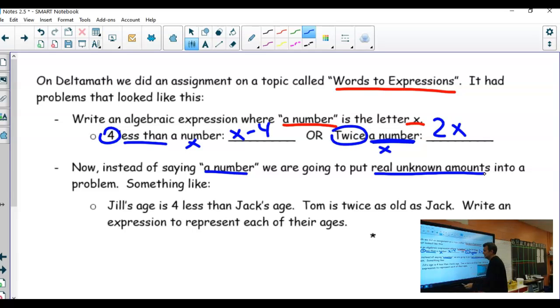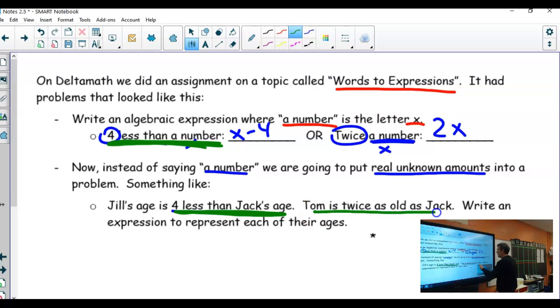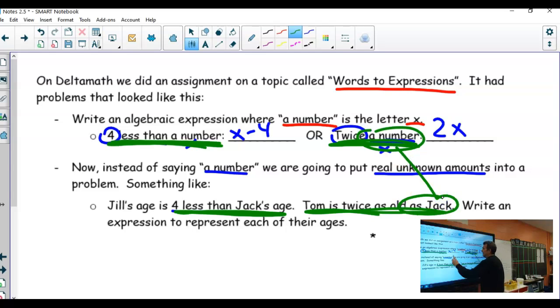Something like this. Jill's age is 4 less than Jack's age. Notice, this is the same problem. 4 less than a number, 4 less than Jack's age. All I did was stick a real value in there instead of just saying a number. Or Tom is twice as old as Jack. That is like twice a number, except instead of a number, I have Jack's age.